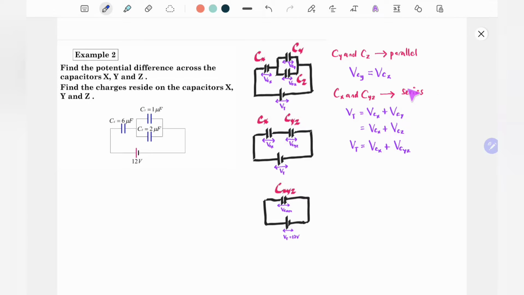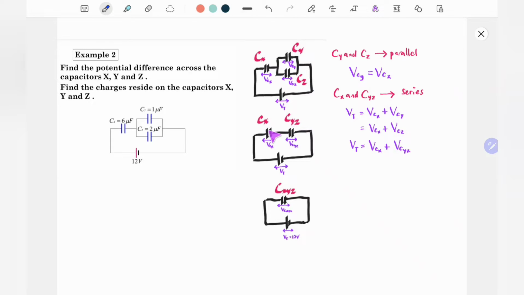Other information that should be known by students is about the potential. What happens to the potential of Y, Z, and also X? Remember, for any parallel arrangement, the potential should be the same. So CY and CZ are arranged in parallel, so that V across CY equals V across CZ. They are equal in potential. And as we know, CYZ is combined already to be one.